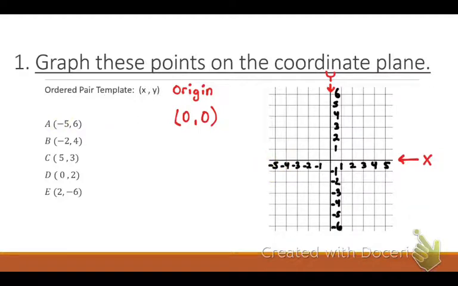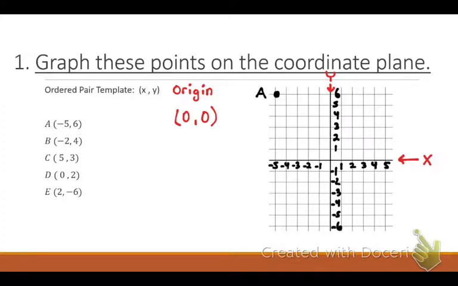So the point is going to be labeled at -5, +6. This was, as you can see over here, point A. So I'm going to write a little A next to that point. All right, so that's how we label point A. Let's go on to point B.